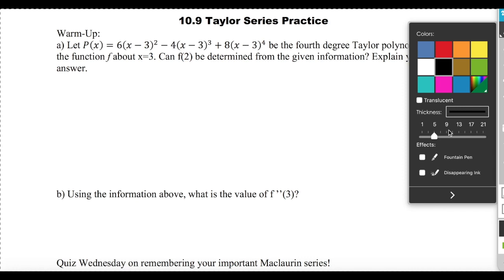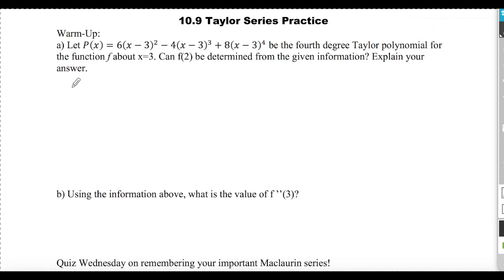F of 2 cannot exactly be determined, but we have some other comments I want to make about this. The answer here is no. F of 2 cannot be determined. Now, we could approximate f of 2 if p of x were the fourth degree Taylor polynomial for f about x equals 2. We can maybe approximate f of 2, but we can't determine f of 2.